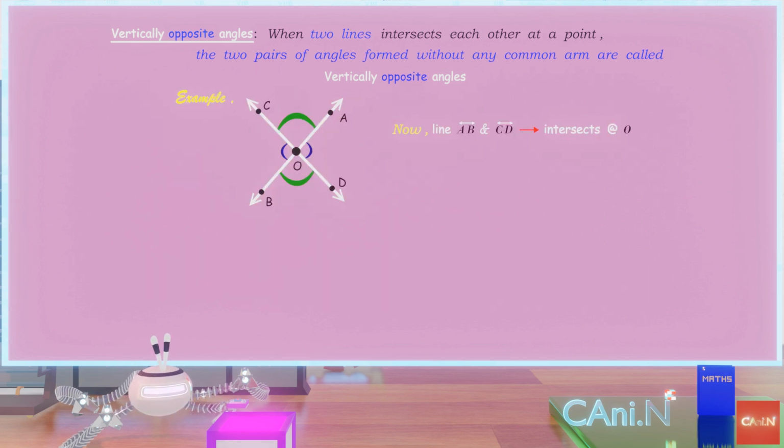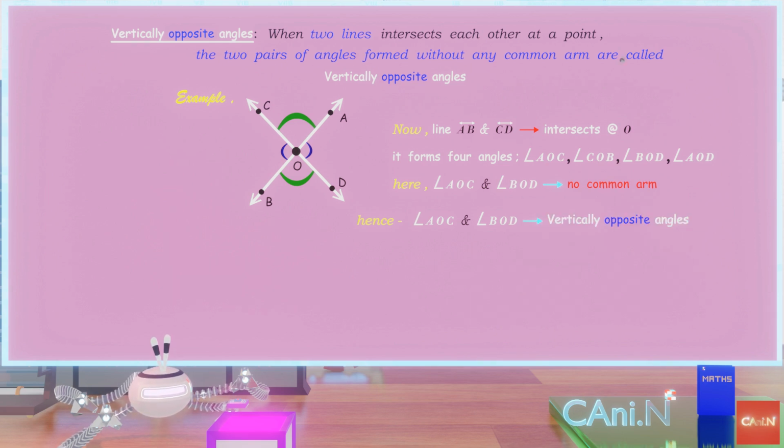Now, lines AB and CD intersect at O. We can observe it forms four angles: angle AOC, angle COB, angle BOD, and angle AOD. Here, angle AOC and angle BOD have no common arm. Hence, angle AOC and angle BOD are vertically opposite angles. Similarly, angle COB and angle AOD are vertically opposite angles.